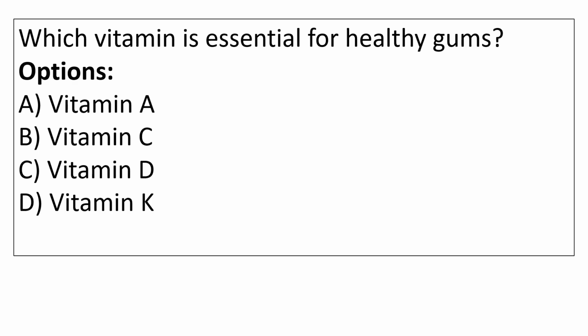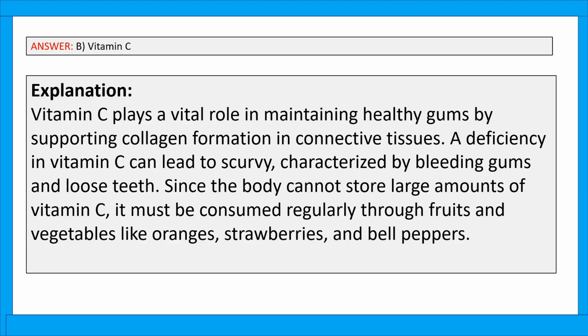Vitamin C plays a vital role in maintaining healthy gums by supporting collagen formation in connective tissue. A deficiency in vitamin C can lead to scurvy, characterized by bleeding gums and loosened teeth. Since the body cannot store large amounts of vitamin C, it must be consumed regularly through fruits and vegetables like oranges, strawberries, and bell peppers. What is the main function of saliva in oral health?